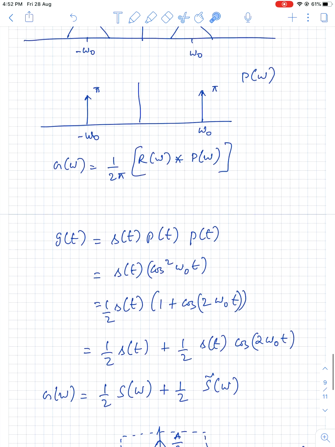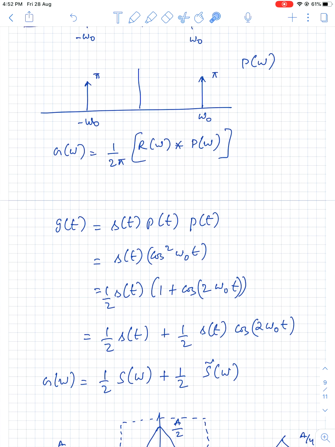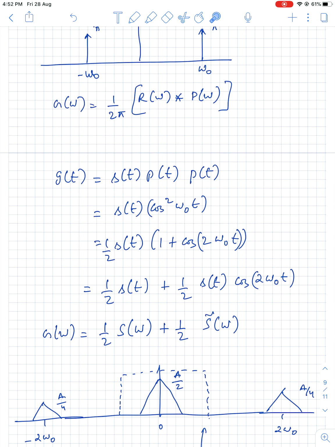Just to illustrate the steps, I can do the operation in the time domain also. Essentially this is multiplication. So this is S of t multiplied by cos square omega naught t, because P of t and the carrier are cos omega naught t. Using the formula, I can write cos square omega naught t as 1 plus cos 2 omega naught t, half of S(t) into 1 plus cos 2 omega naught t, and if I simplify this, I will get my G of omega as half S of omega plus half S tilde of omega.